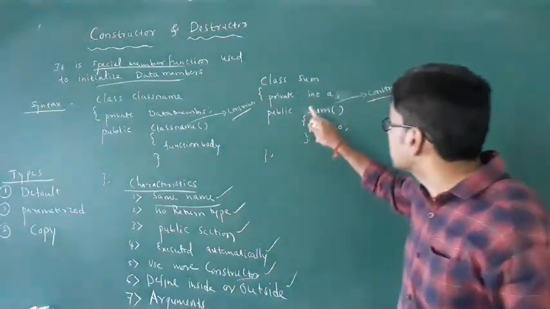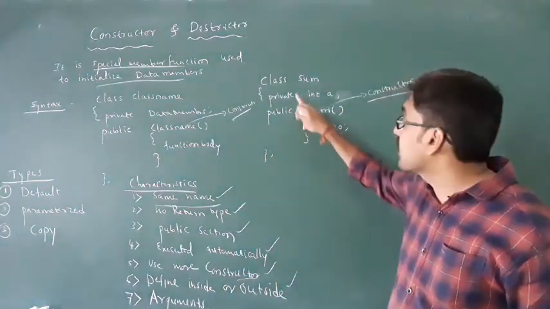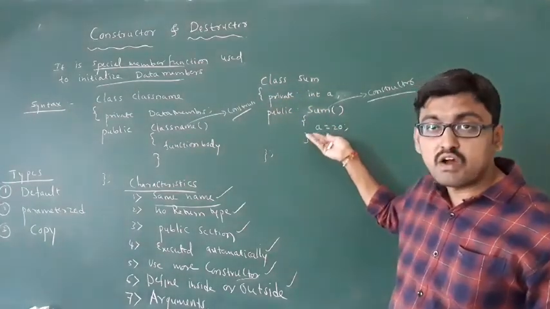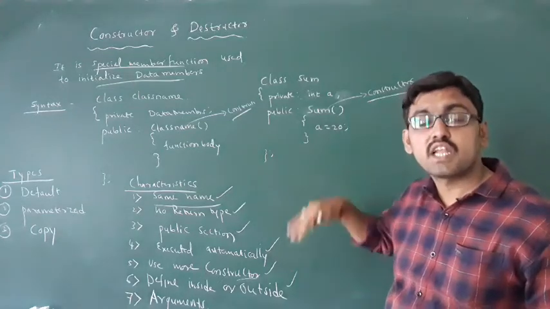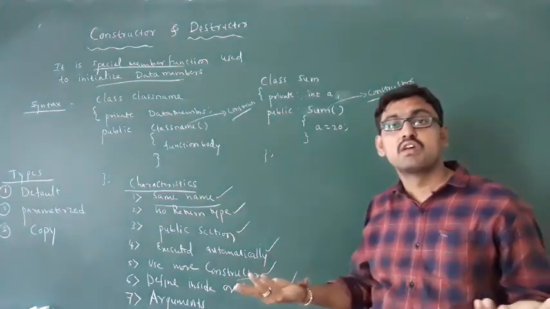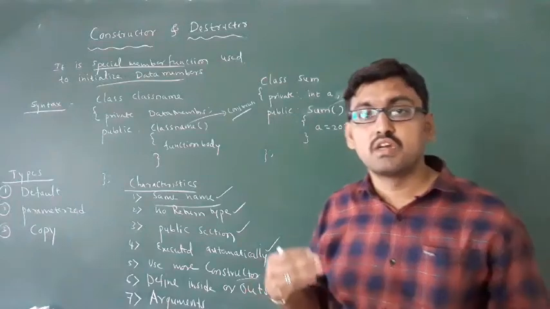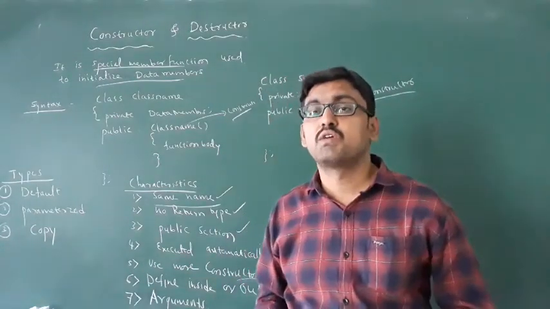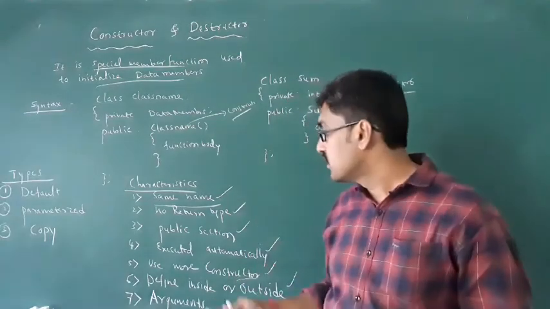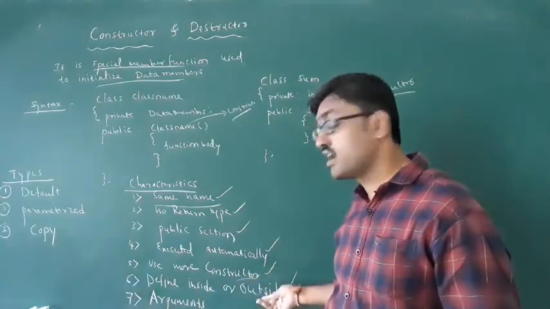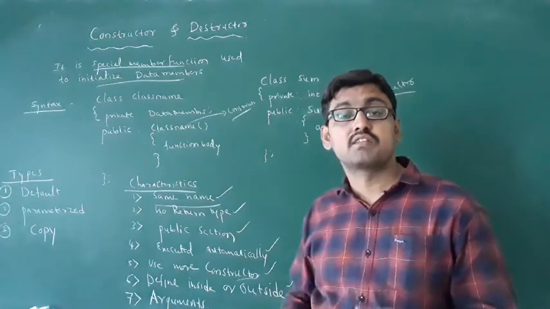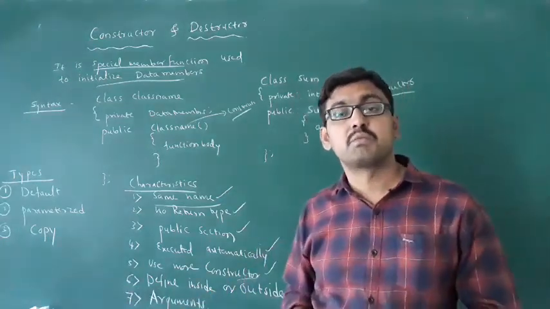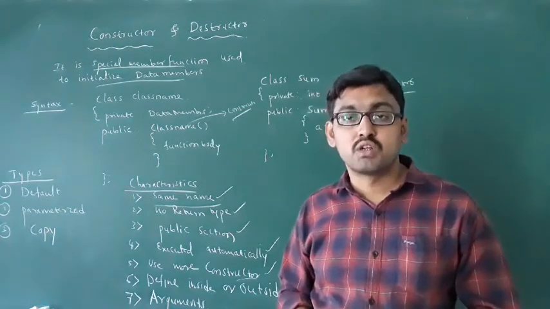This is the fifth: you can define a constructor both inside and outside the class. Here I have written the constructor inside the class. You can also write it outside the class. How to write it outside the class? By using the scope resolution operator. By using the scope resolution operator you can write a constructor outside the class. Inside the class, don't use the scope resolution operator. Outside the class, you must use the scope resolution operator.